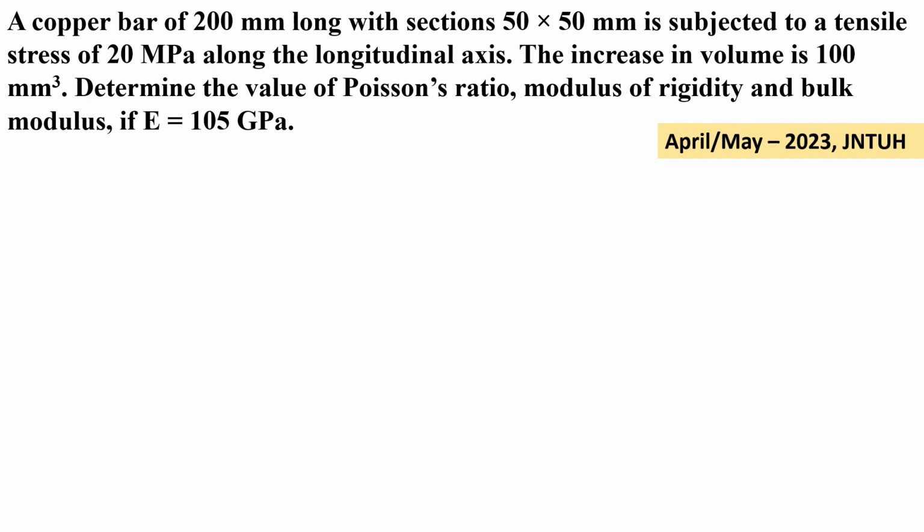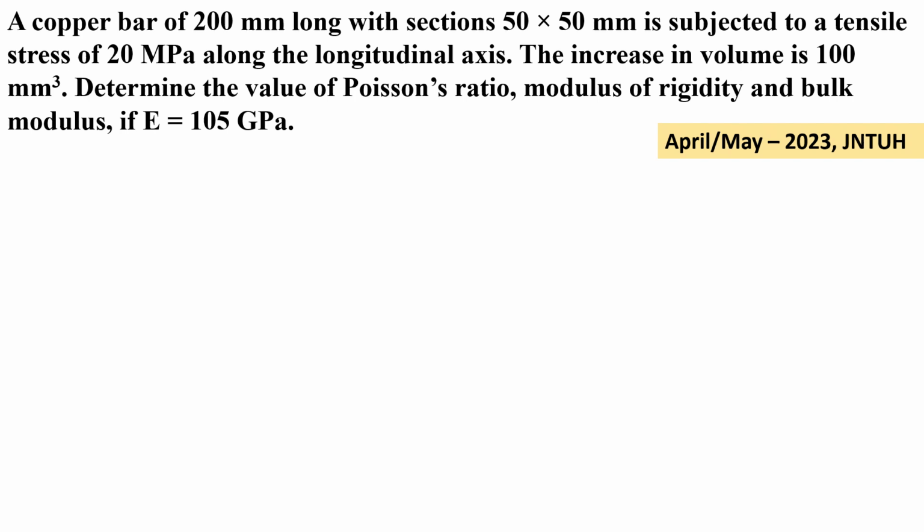In the present video, we will discuss the numerical problem on elastic constants. Let's see the problem. A copper bar of 200 mm long with sections 50 by 50 mm is subjected to a tensile stress of 20 MPa along the longitudinal axis. The increase in volume is 100 mm cube. Determine the value of Poisson's ratio, modulus of rigidity and bulk modulus if E equal to 105 gigapascal.